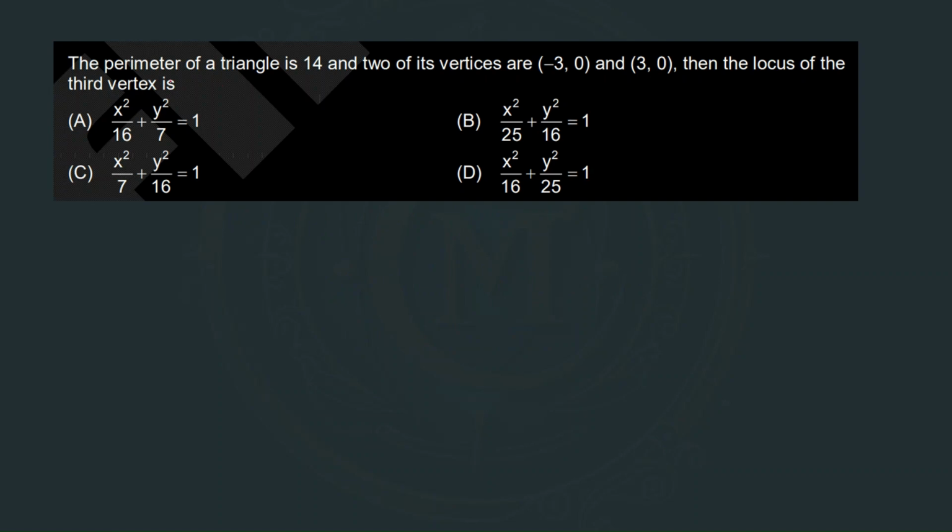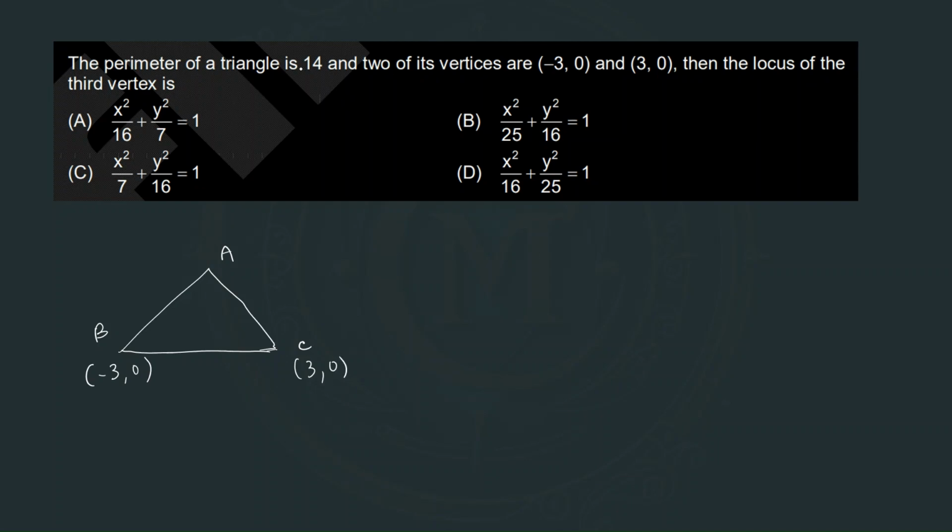The first problem here is saying that the perimeter of a triangle is 14 and two of its vertices are minus 3 comma 0 and 3 comma 0. Then the locus of the third vertex is what? Okay, so basically we are given a triangle like this. Let's say the triangle is A, B and C. So the perimeter of the triangle is 14 and two of its vertices are minus 3 comma 0 and 3 comma 0. Let us take B as minus 3 comma 0 and C as 3 comma 0.